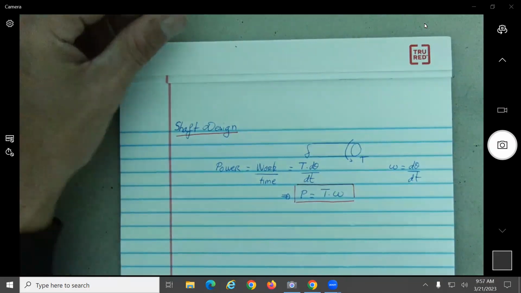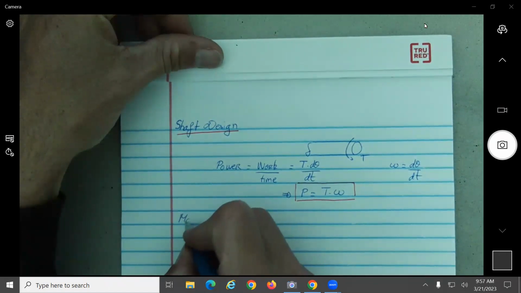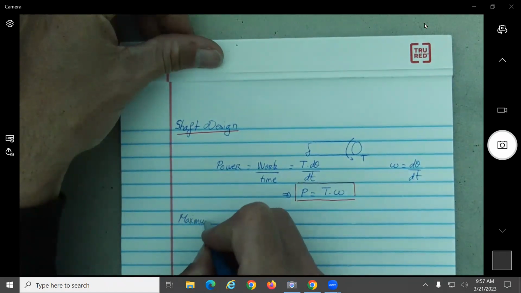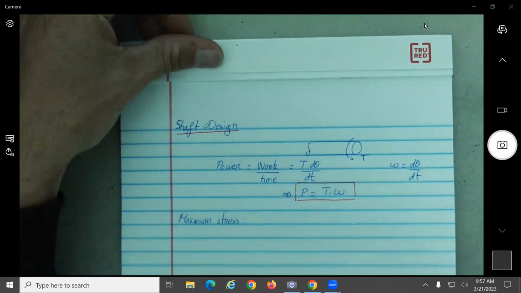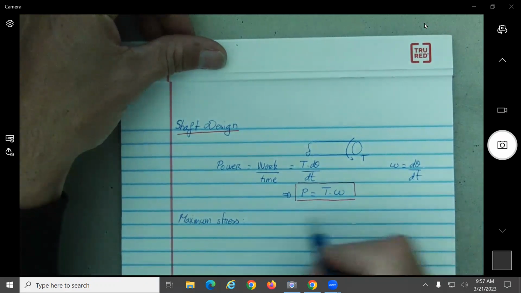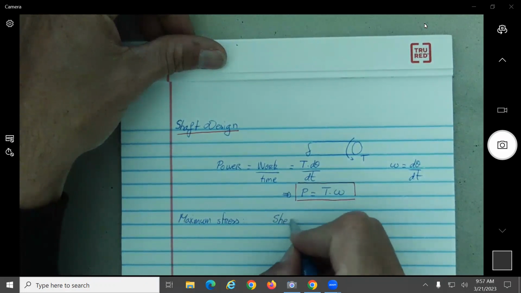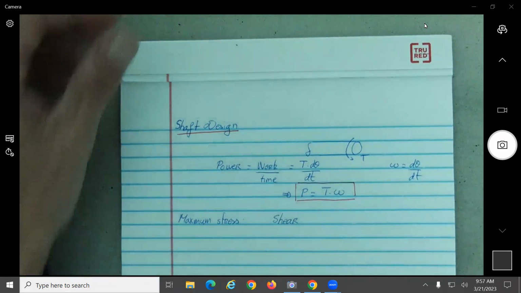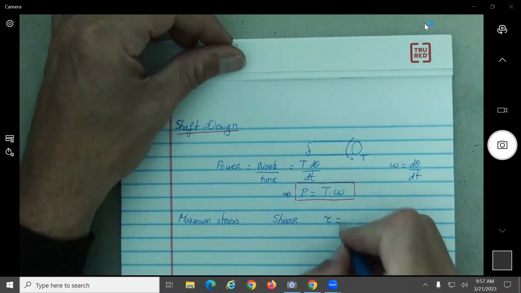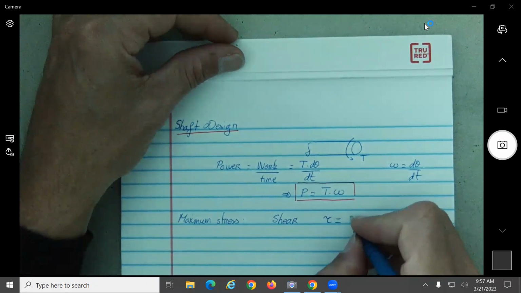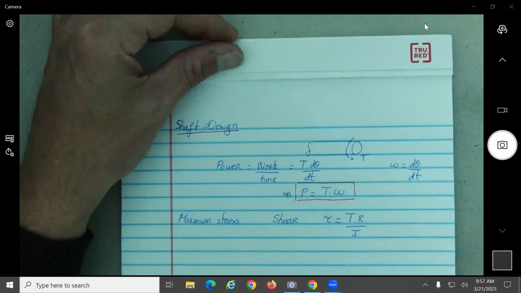So then, what is the maximum loading? For example, what is the maximum stress in something moving in rotation? I'll give you the answer: it will be shear. If you twist something, it's going to break due to shear, and the shear due to a torque is given by the equation tau equals TR over J.